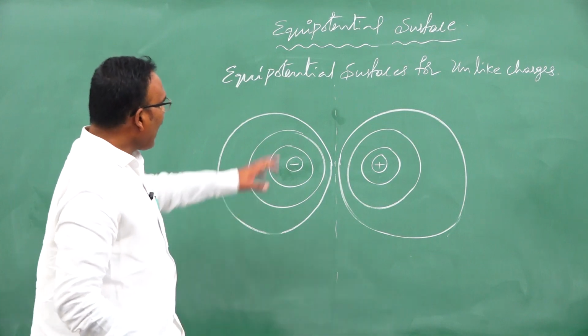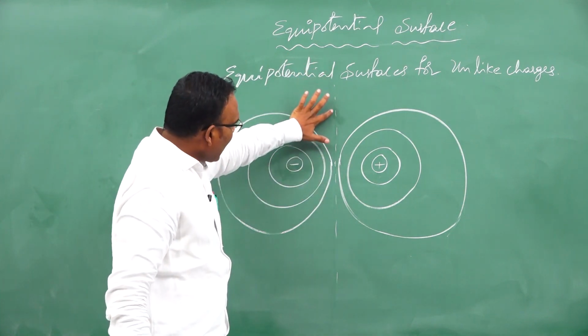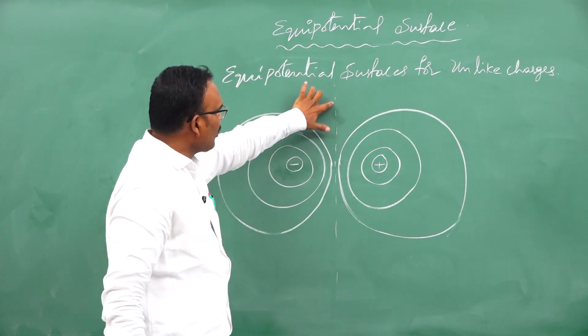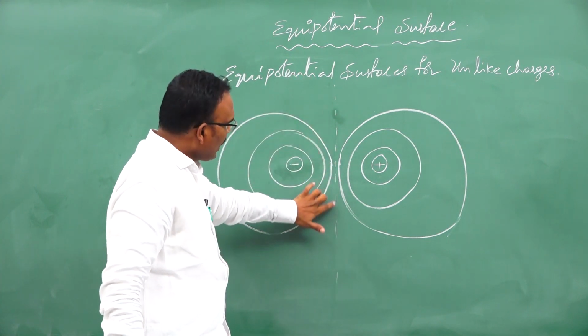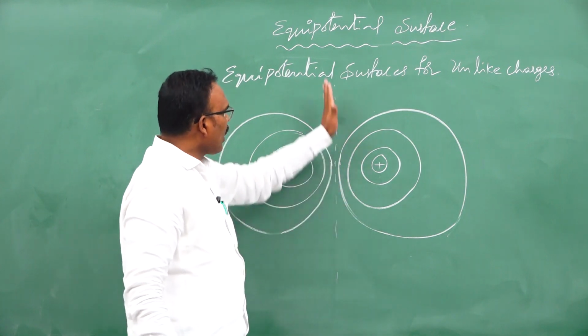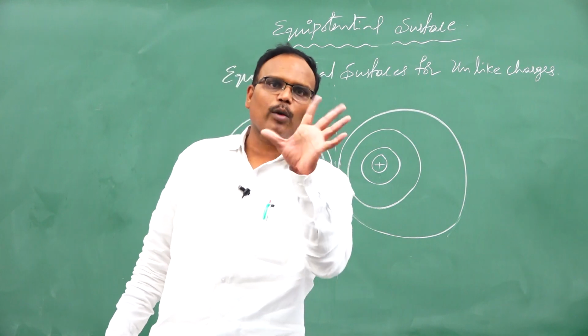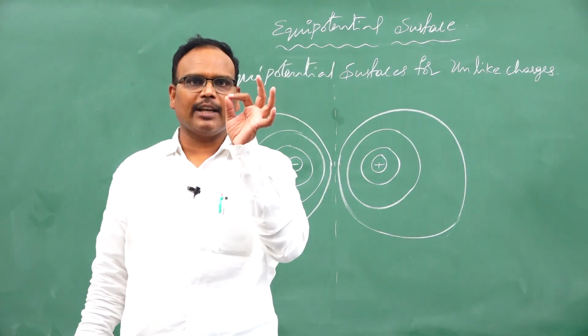So that's why this vertical line is also called an equipotential surface, because here potential 0, here potential 0, here potential 0, everywhere potential is 0. So I can call the equatorial line of a dipole an equipotential surface of potential 0 volts.